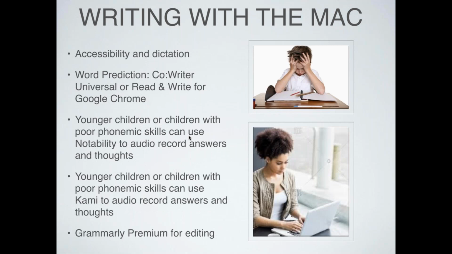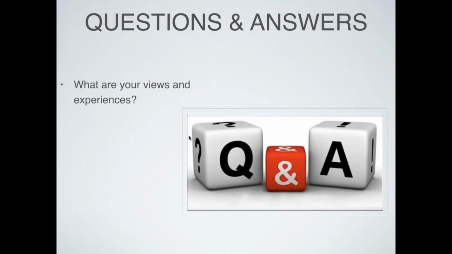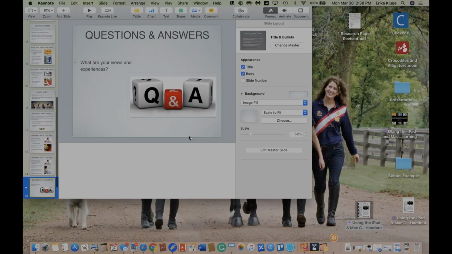Writing on the Mac, again, accessibility and dictation. Word prediction, both of those are going to work the same. Again, younger children can use either Notability or Cami. So remember I said that Cami was not as robust on the iPad. That's why I did not list that one as an easy to use one if they're going to audio record. On the computer, it works great, just not on the iOS. And again, Grammarly Premium. Okay, so now I'm going to demonstrate some of these programs for you.